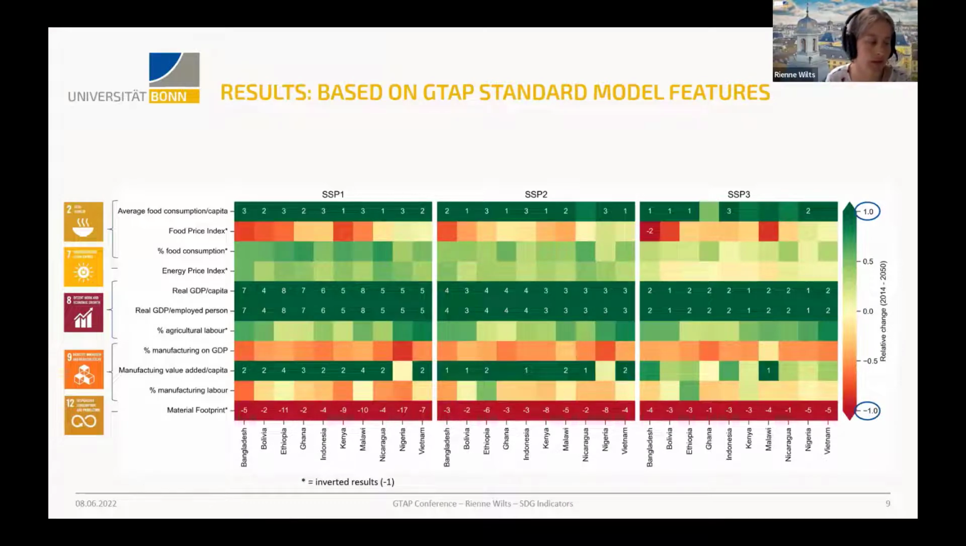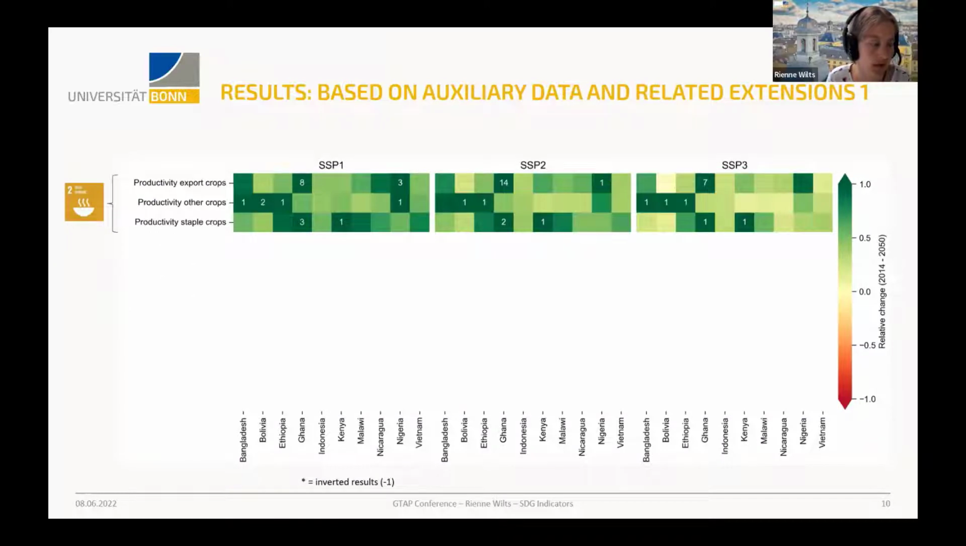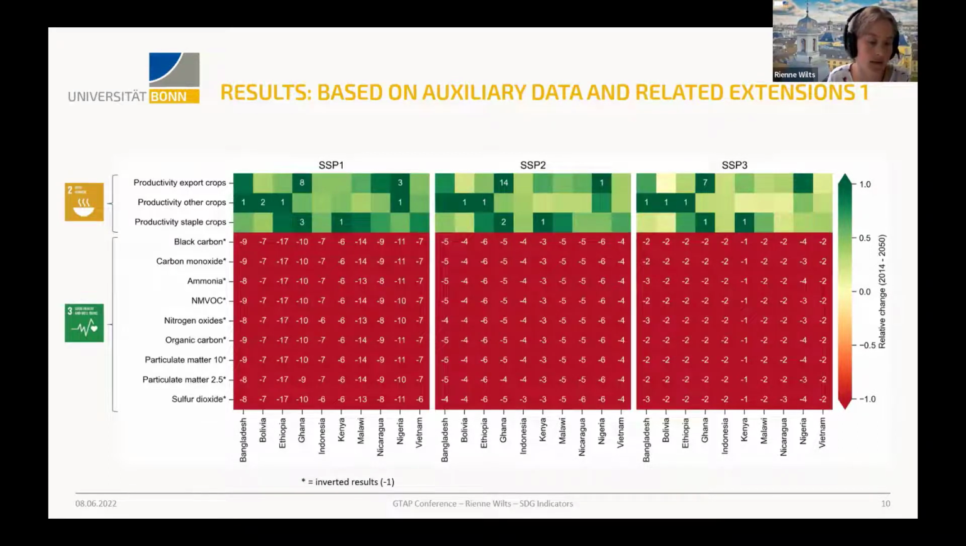We observe here that the material footprint related to SDG 12 strongly increases in all SSPs in all countries, especially in SSP 1, which is linked to the strong output increase in this scenario. So now here we have the auxiliary data, and we still see that SDG 2 improves over time. So the productivity for different crop groups improves over time, while the air pollution, which is linked here to human health, strongly increases over time for all countries and all SSPs.